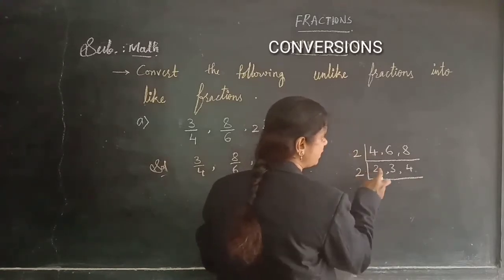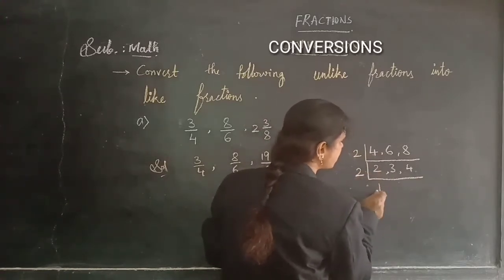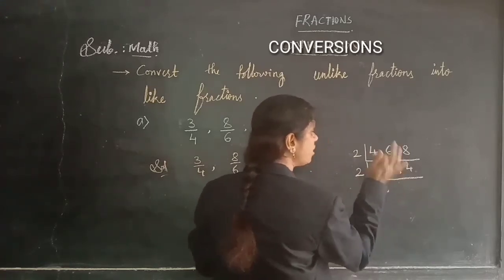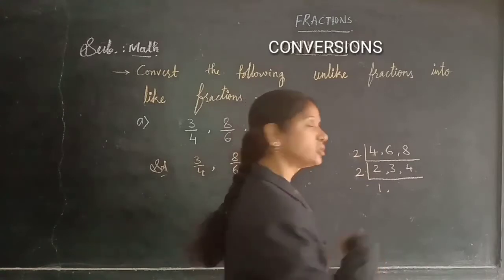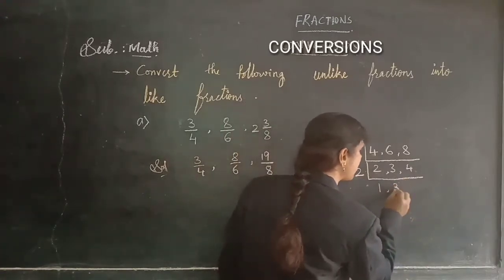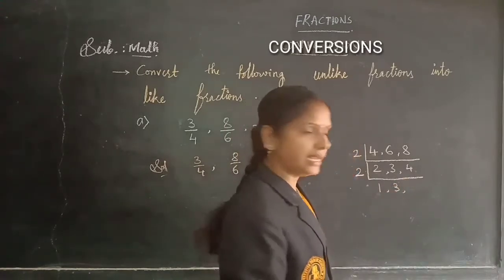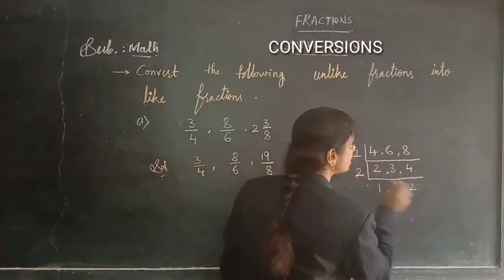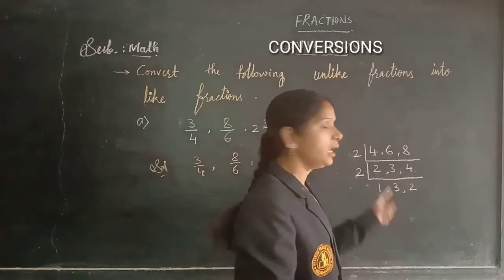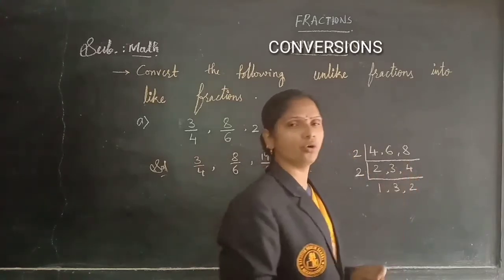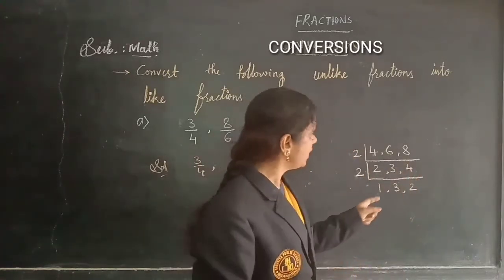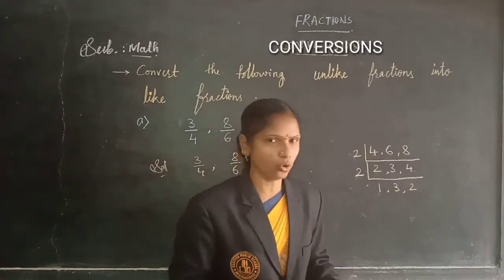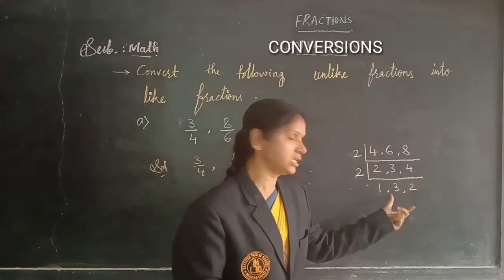In the 2 table, 2 1s are 2. 2 1s are 2. And this 3 will not come in the 2 table, children, so if you are not getting it, you take 3 as it is. And now 4 in the 2 table: 2 2s are 4. Now next, 1, 3, 2. Is it possible in any table? No. At least any 2 numbers? No.